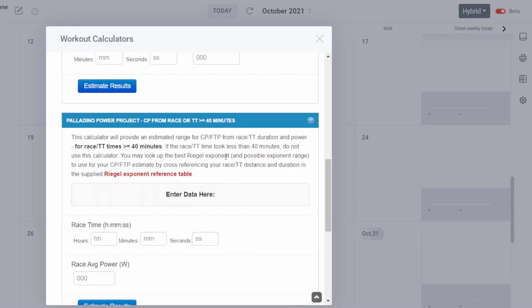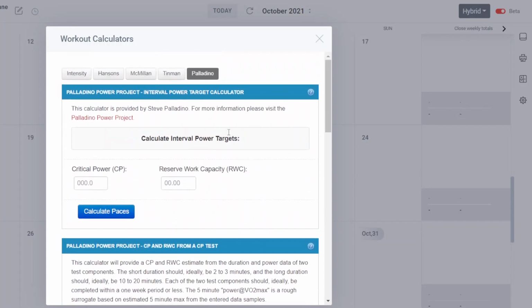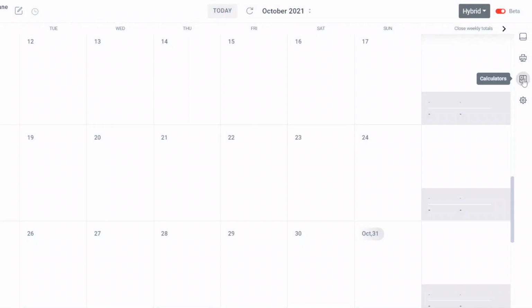So there you have it. There's an overview of the four calculators that are present in Final Surge under the calculator icon in your calendar beta mode. I will now go on to some other videos that go into those calculators in a little bit more detail. As I said, the individualized interval power target calculator already has several videos on that subject.